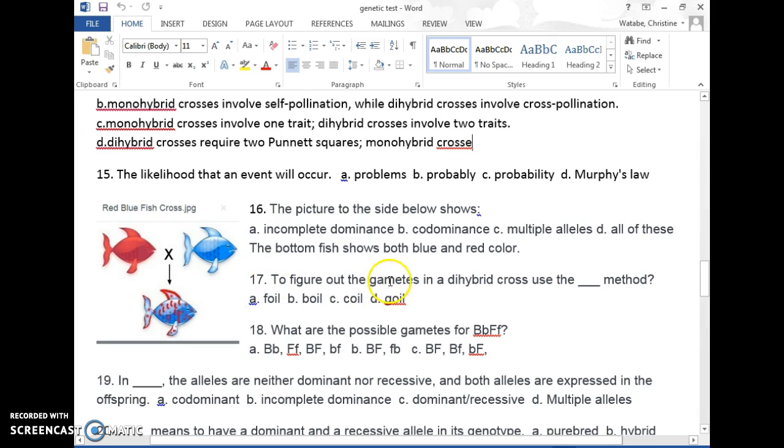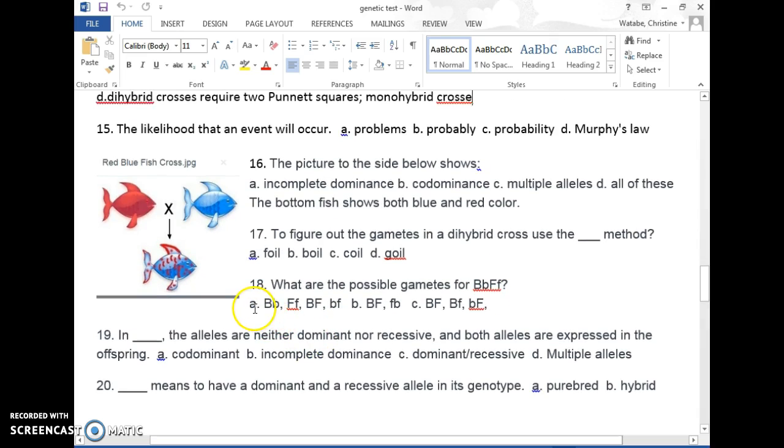Number 17, to figure out the gametes in a dihybrid cross, use the blank method. Is it A, the FOIL method, B, the Boyle method, C, the Coyle method, or D, the Goyle method? Number 18, what are the possible gametes for capital B, lowercase b, capital F, little f? Is it A, big B, little b, big F, little f, big B, big F, little b, little f? Or is it B, big F, big B, big F, FB? Or is it C, big B, big F, big B, little f, big B?